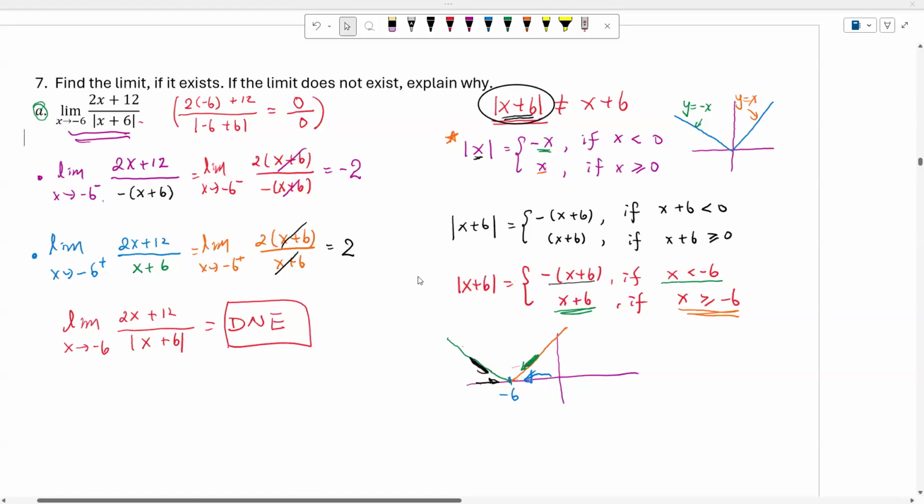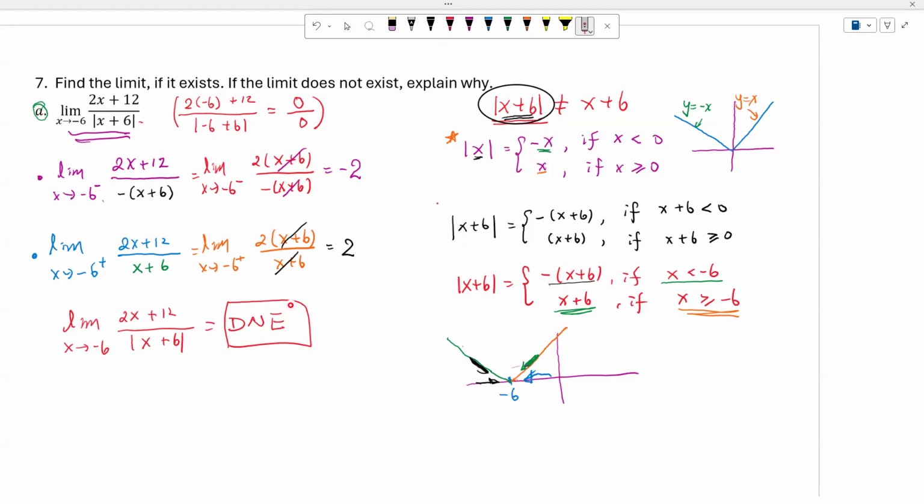Of course, on the test, if I have this type of problem, in order to get full credit, you need to show how we define the absolute value first, and then how you use the absolute value to help you evaluate the limits.